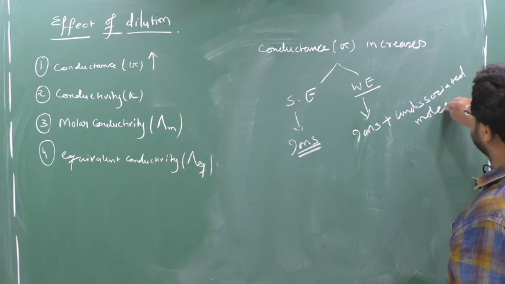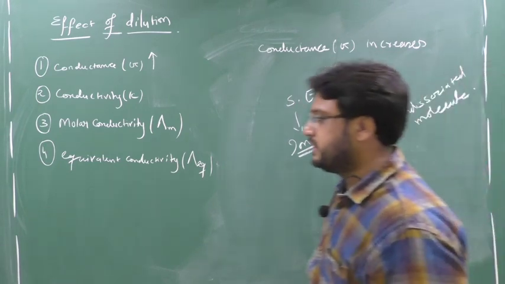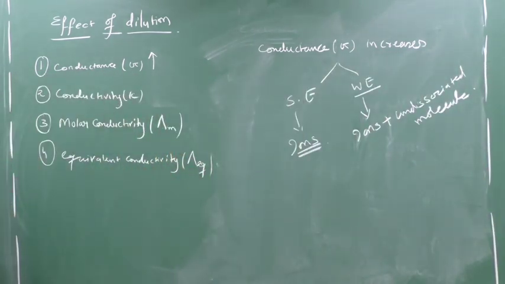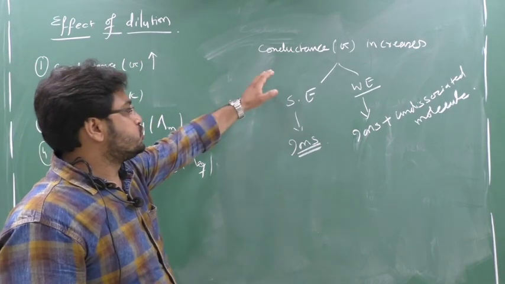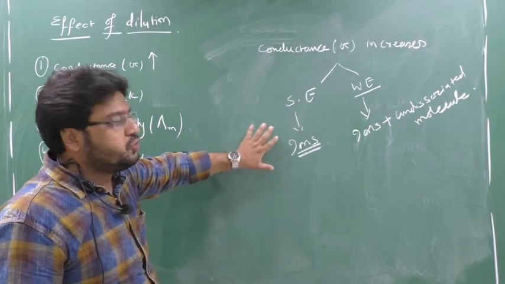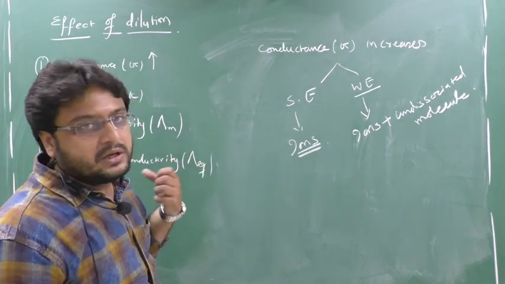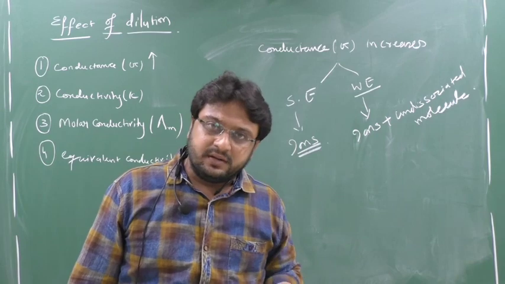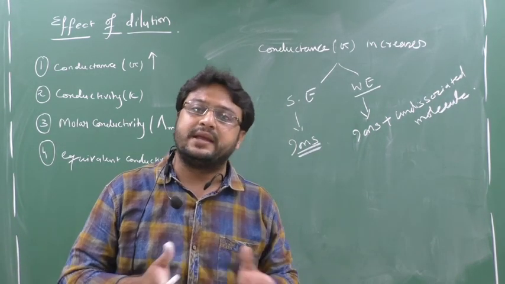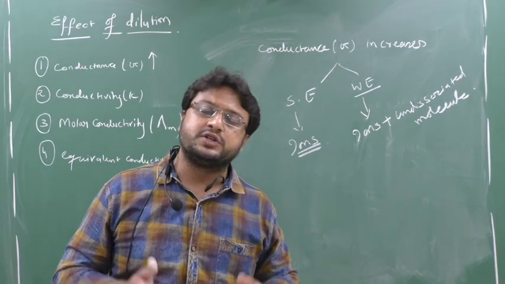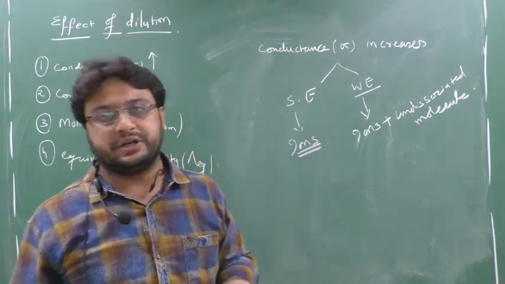Please remember this. This can come in the exam. Clear this part? So conductance increases on dilution. It is a special case for strong electrolyte due to ions, because once the ions dissociate on dilution, the distance between the ions increases, mobility increases, and conductance increases.